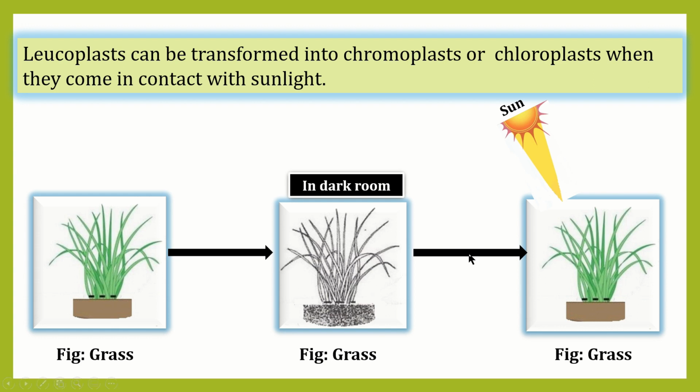On the other hand, when this white grass comes in contact with sunlight, gradually it becomes green. It is proved that one type of plastid may be changed to another type of plastid.